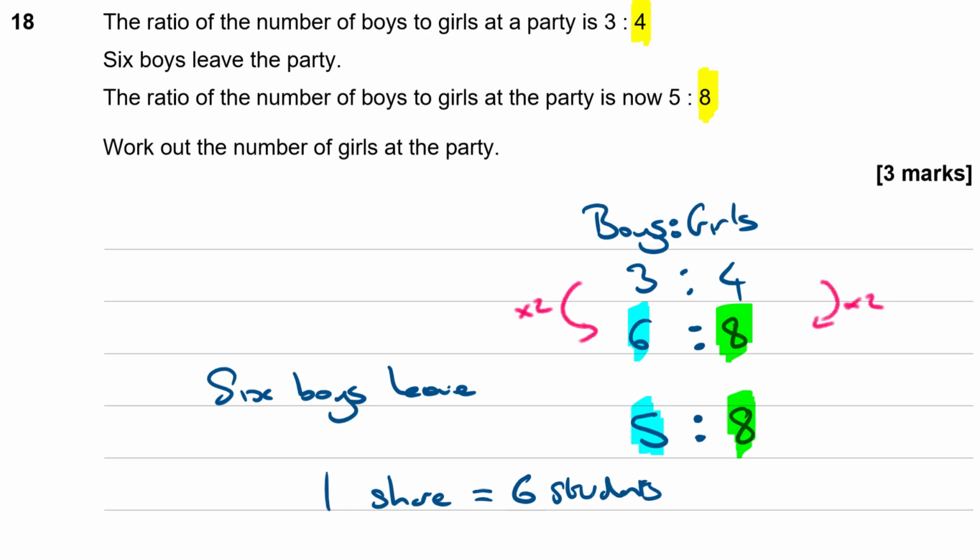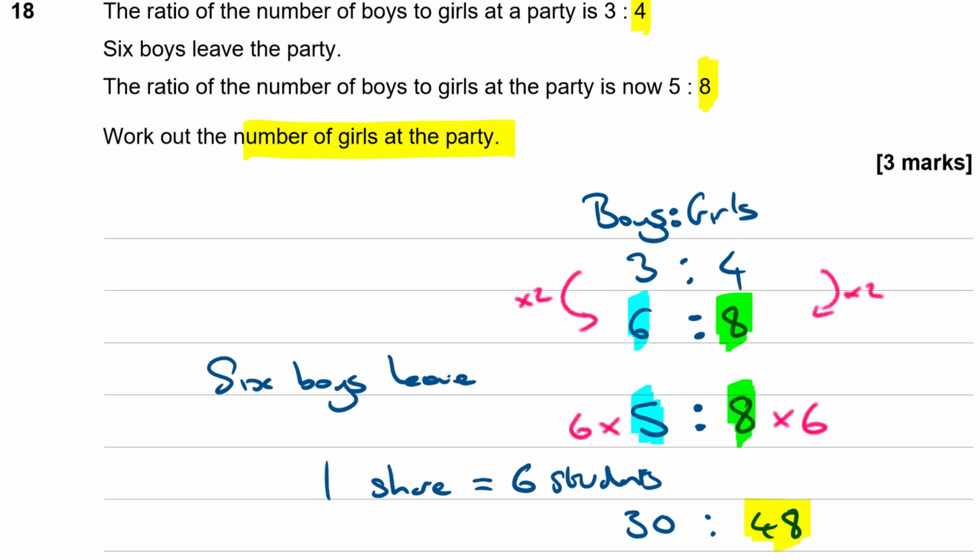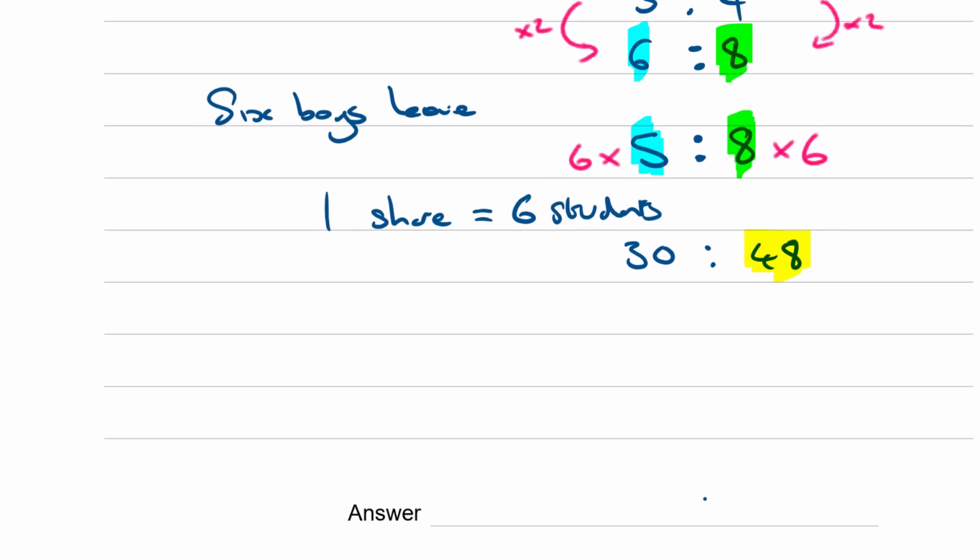So if we then take our ratio of boys to girls and times it up by a factor of 6, we will find the number of students of each type overall. So 6 times 5, there should be 30 boys, and 8 times 6 should be 48 girls. So we need to work out the number of girls at the party, which is this number here, 48. Girls at the party, 48.